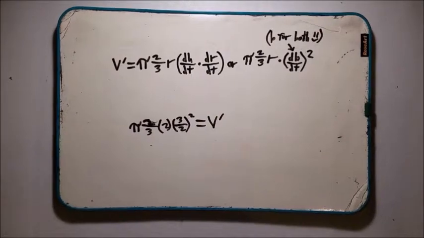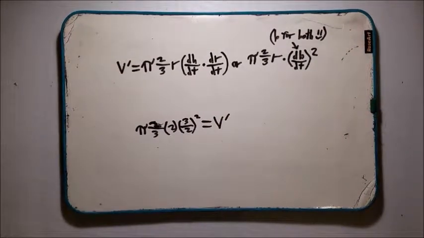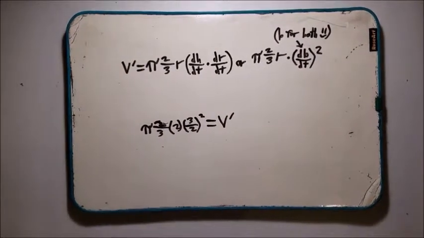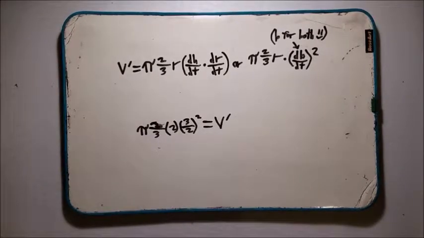And then once we plug in, because h prime and r prime are the same, we can just square that right there, which is why when we plug it in, we get pi 2/3 times 2 times 3/2 squared equals V prime.